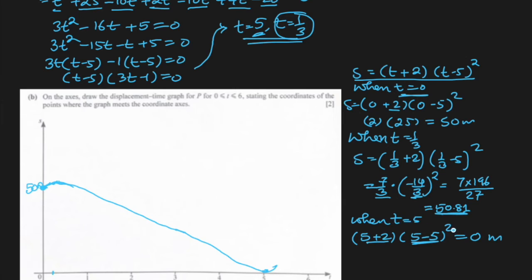Now 6, because they say up to 6, so we have to find where it was when t was 6. So 6 plus 2, 6 minus 5 squared. 6 minus 5 is 1. 1 squared is 1, so 6 plus 2 is 7. This is 50, so 10 will be somewhere here, 7 will be somewhere here. They said stating the coordinates of the points where it is meeting the axis. So it is meeting the axis here. This one is 5, 0, and this one is 0, 50. Additionally, if you want, you can write these two points also, but they have not asked us to show.